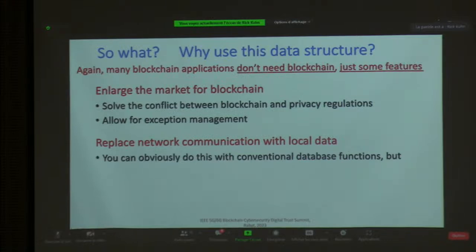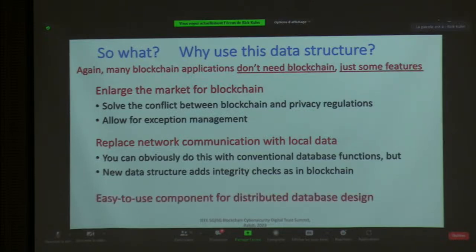You could do this, of course, with conventional database functions, nothing new there, but this gives us additional integrity checks and gives us the distributed trust that we need in a lot of applications. And this is designed, again, to be just a simple, easy-to-use component that gives you the features that you might want for distributed ledger, but avoids the problem with privacy.